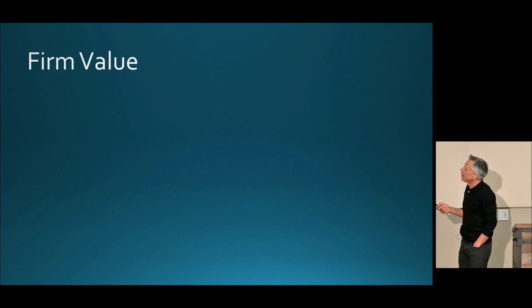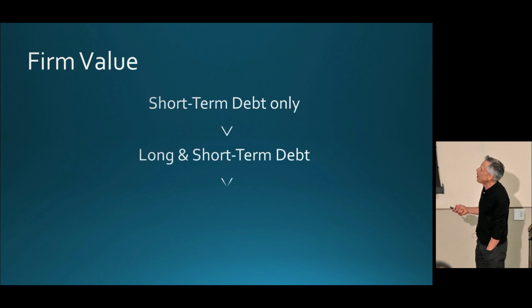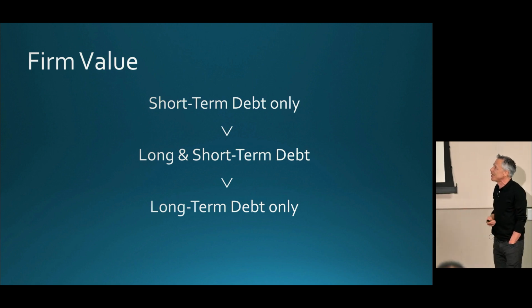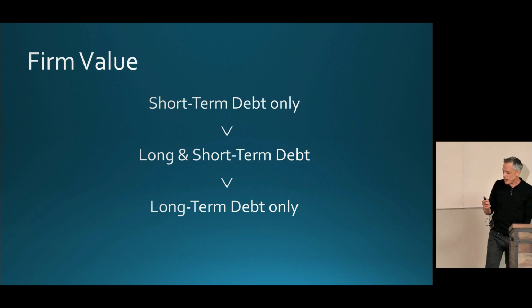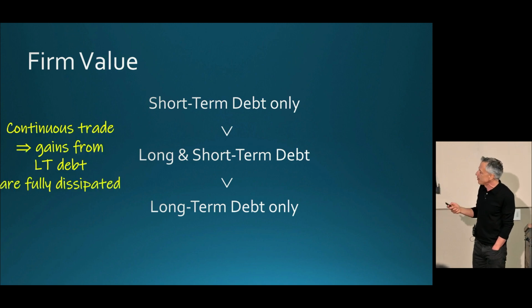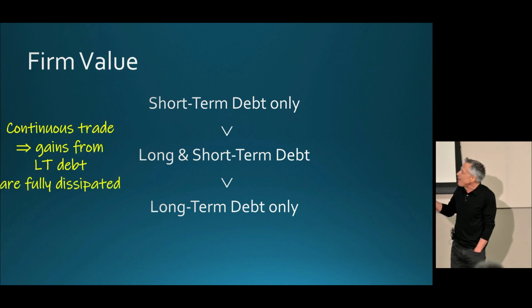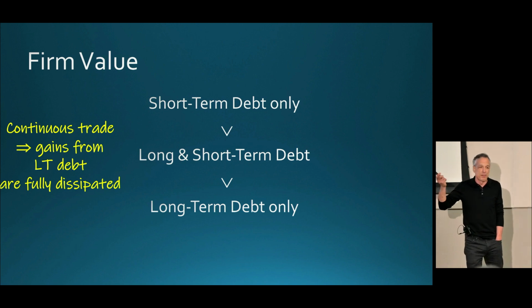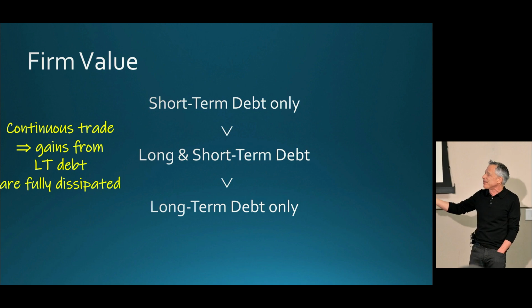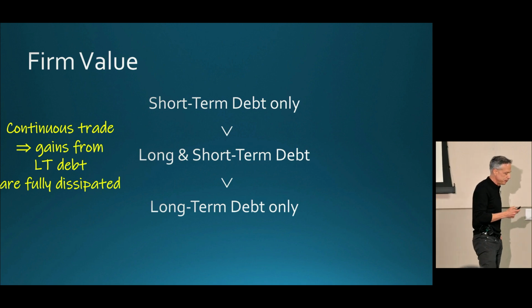Okay, so let me just quickly try to wrap up. If we look at what this all means for firm value, it turns out that the short-term debt-only equilibrium is actually the best for value in this case, and that's because with continuous trade, the gains from any long-term debt are fully dissipated. Remember that picture I showed you before? And so the firm's going to use it, but it's not actually going to benefit from it.